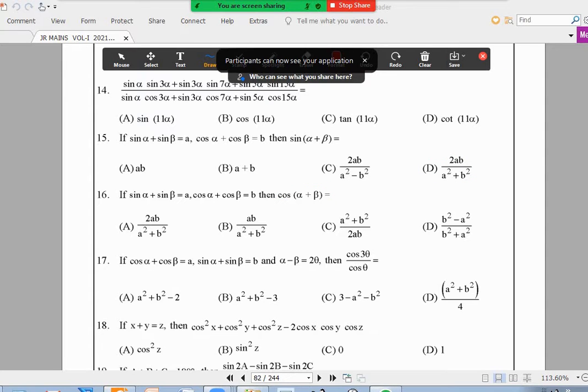Now coming to 17, they gave cos alpha plus cos beta here, sin alpha, but it doesn't matter. You can even call this B and this A also, nothing will happen. The answer is the same. But they are asking about alpha minus beta is 2 theta, and they want cos 3 theta by cos theta. Let us see how.